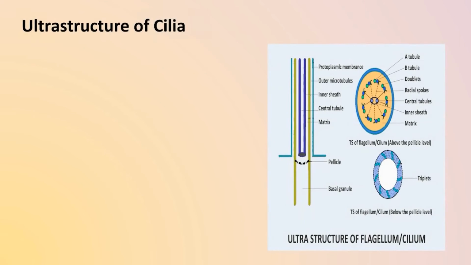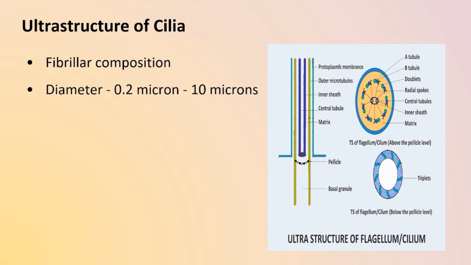Ultrastructure of cilia. The cilia and flagella have a fibrillar composition. At the base, the cilium has a diameter of about 0.2 micron or 2000 angstrom, which may extend up to 10 microns above the cell surface. The cilia are bounded by a unit membrane of 90 angstrom thickness, which resembles and remains continuous with the plasma membrane.